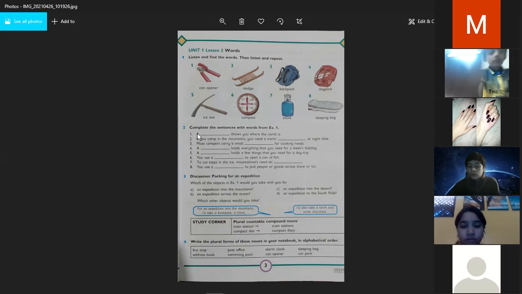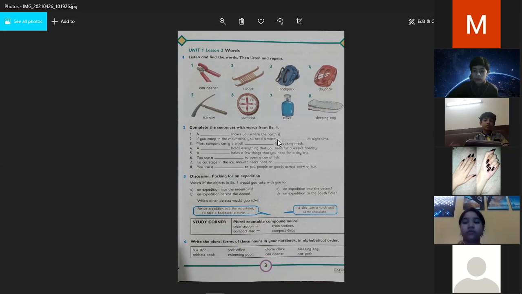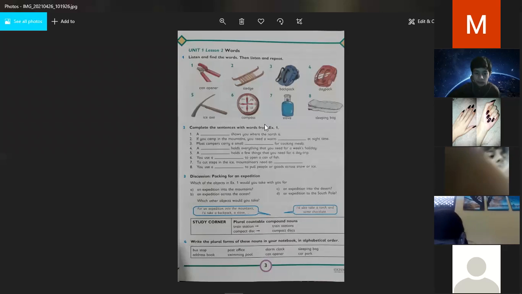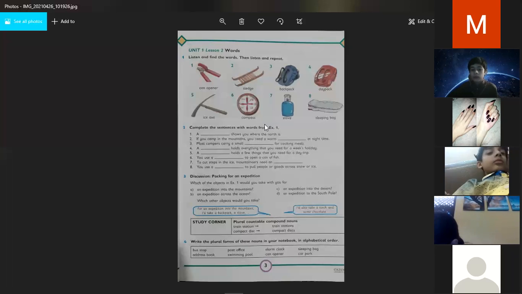Complete the sentences with words from exercise 1. Number one, a dash shows you where the north is. What you will write here, compass. C-O-M-P-A-S-S, compass. The spellings are given in the picture number 6. Have you done, everyone? Number one is compass, C-O-M-P-A-S-S.